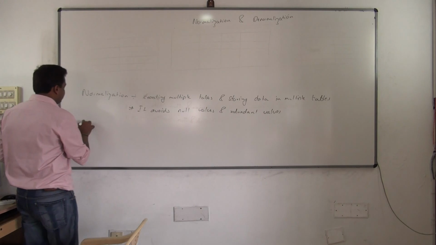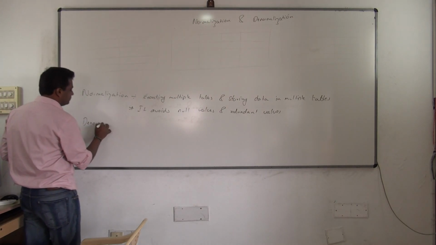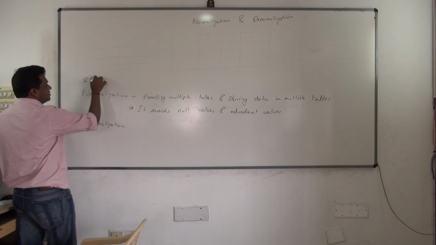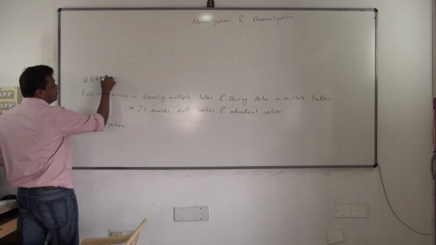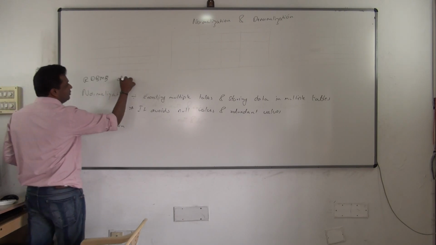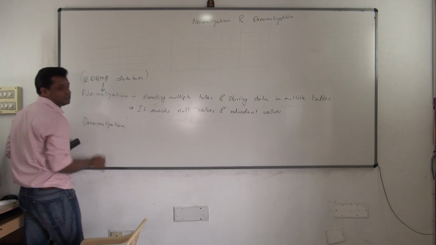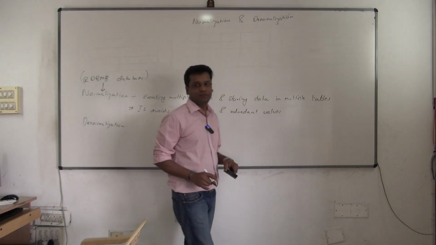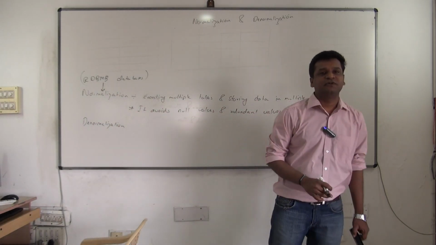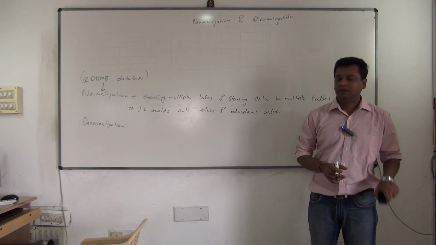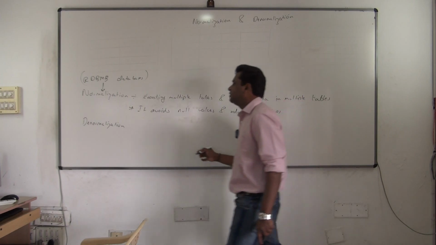Now, what is denormalization? And RDBMS databases support what? RDBMS databases support normalization. Remember that. All RDBMS databases, they support normalization. That's why while developing applications we use relational database management system databases. Clear? Fine. What is denormalization now?